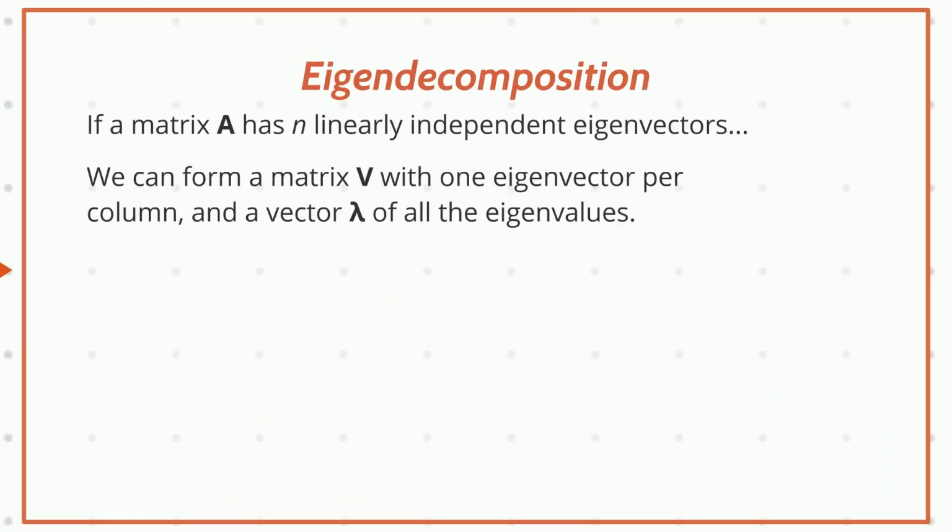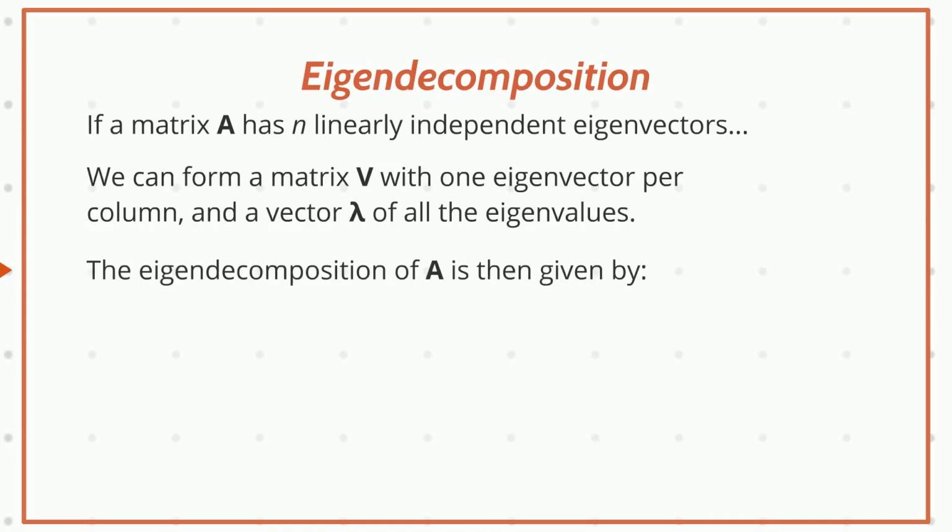All right, so that brings us to eigendecomposition. If a matrix A has n linearly independent eigenvectors, we can form a matrix V with one eigenvector per column and a vector lambda for all the eigenvalues. So this is similar to what we saw. However, we can now find the eigendecomposition of A using the following equation. The matrix A is going to be equal to V. Remember, V here is a matrix with one eigenvector per column. And then we construct a diagonal matrix out of all of the eigenvalues and multiply that by the inverse of all of the eigenvectors.